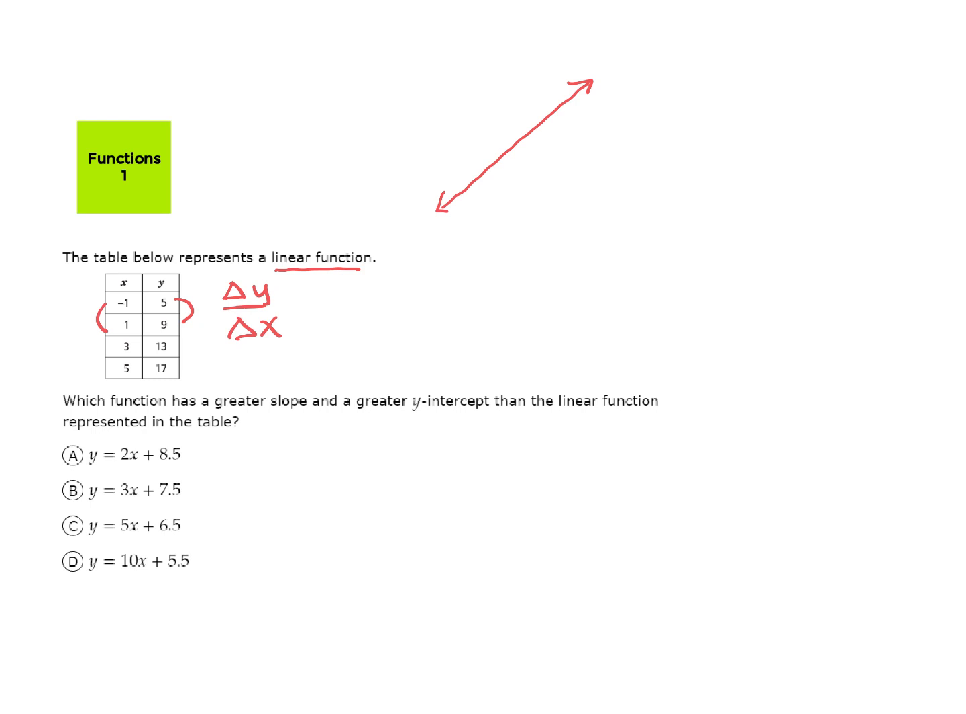So to get from 5 to 9, you're adding 4. To get from 9 to 13, you're adding 4. And you're adding 4. In the meantime, on the left-hand side, you're adding 2 each time. So plus 2, plus 2, plus 2. So your change in y is 4, your change in x is 2, that will reduce to 2. So that would be your rate of change, which is the same as your slope.